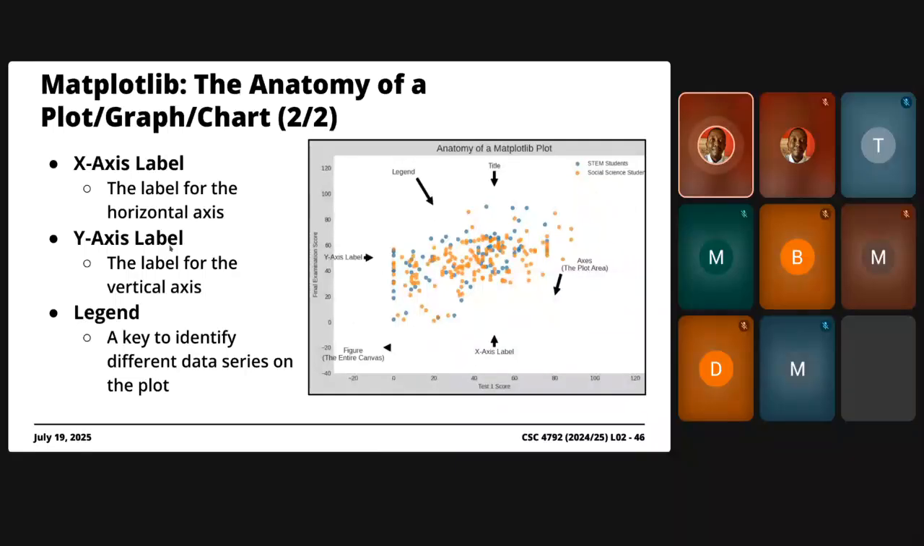In some instances, you will need a legend, right? So in this particular case, what you're seeing on the top right corner here, where we have STEM students and social science students, so that when somebody is reading this plot, they know that all these blue dots represent performance from individual students enrolled in STEM-centric minors or program minors.